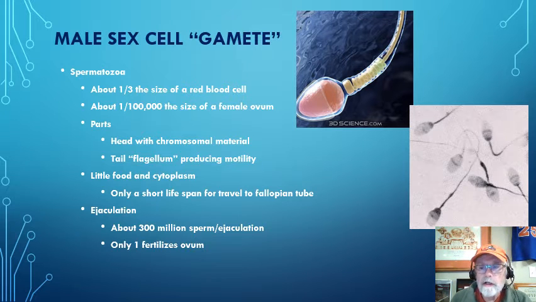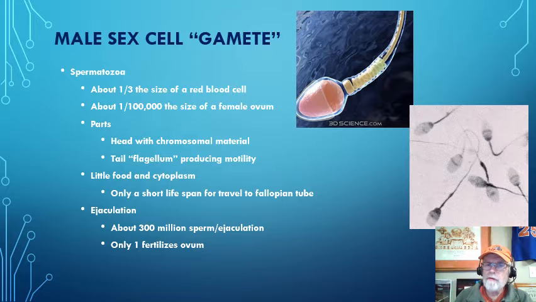First of all, we talked about the gamete. The gamete is the sex cell. The sex cell in the female, we talked, was the ovum, and the sex cell in the male is called the spermatozoa. The spermatozoa is really small. It's a much smaller cell than the ovum, like I mentioned in the female reproductive system. It's about a third of the size of a red blood cell, and a red blood cell is about 6 to 8 microns across. It's about 1/100th the size of a female ovum.